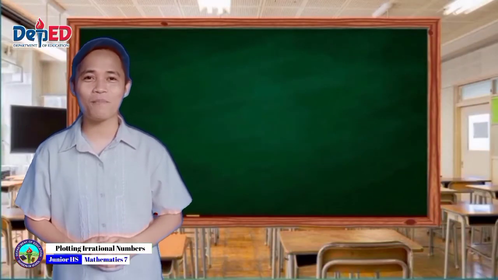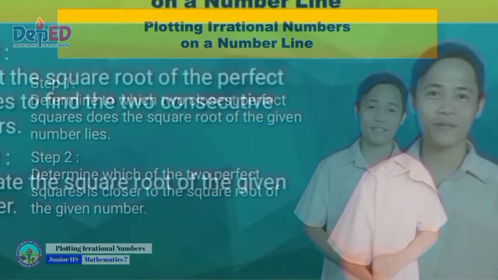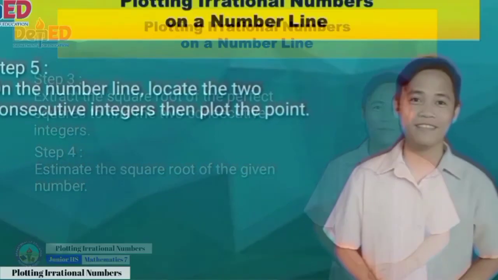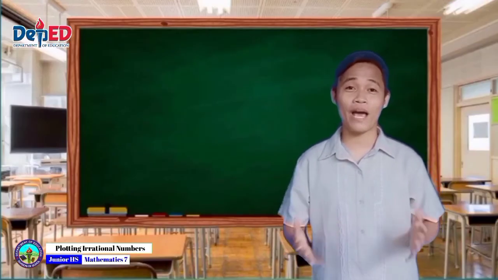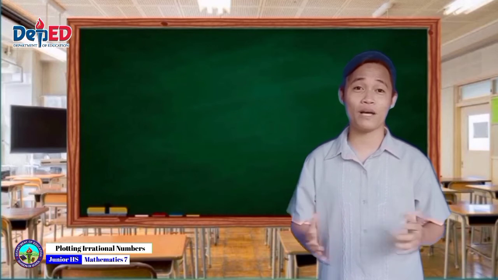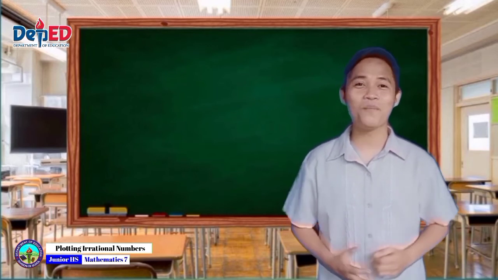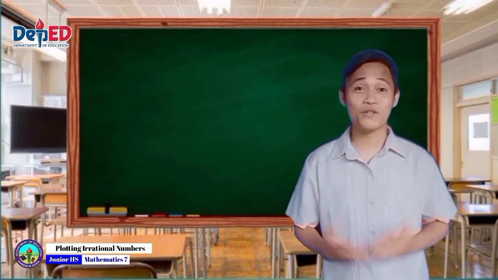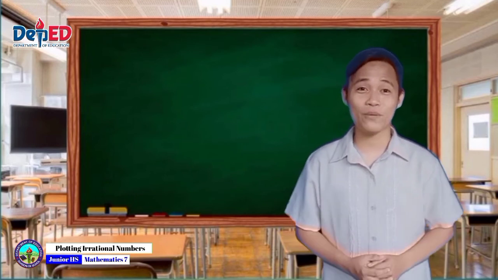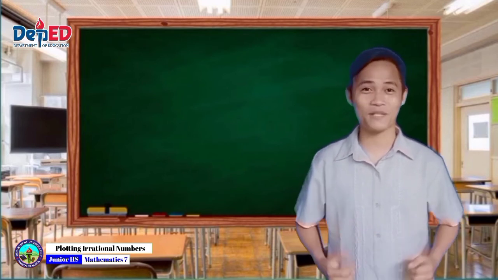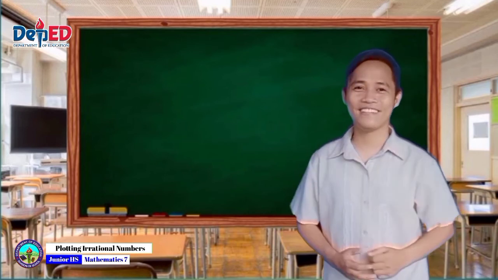Now, you have just learned about plotting irrational numbers on the number line by following these steps. And you have just learned also how to estimate the square root of an irrational number given a point on the number line. We still have more activities to go, so prepare your pen and paper. This activity will help you master the concept of our lesson for today. Are you ready? Come on!